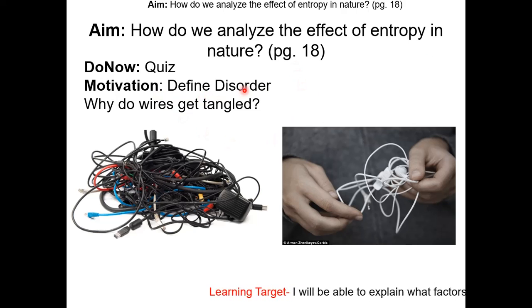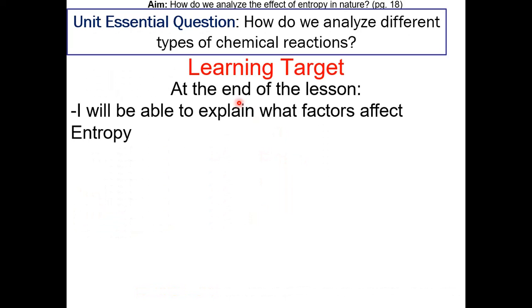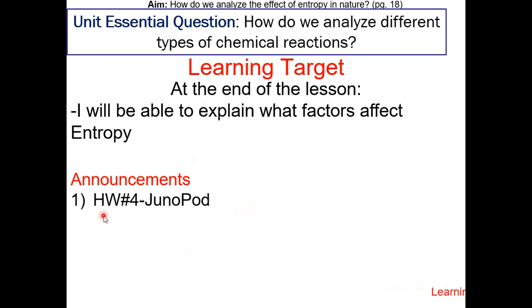Motivation: define disorder. Why do wires get tangled? We'll be answering this question in this lesson. Learning target: at the end of the lesson, I'll be able to explain what factors affect entropy. Homework is number 4, which is a Jupipod based off this lesson.